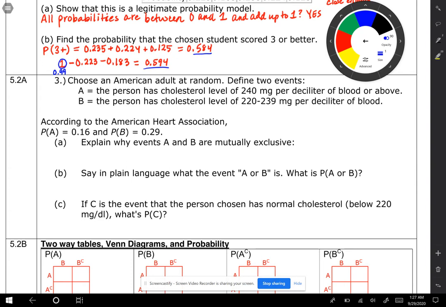So if you remember back to what mutually exclusive was, they cannot occur at the same time. So in this particular case, in context, you can't have a blood value of 240 and above and 220 to 239 at the same time.